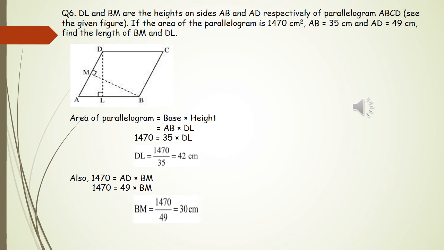Now area of the same figure ABCD will remain unchanged. So we are now using the second set of base and height, AD and BM. BM is the perpendicular drawn on AD from the opposite vertex B. So 1470 is equal to 49 into BM. BM is equal to 1470 by 49, that is equal to 30 centimeter.